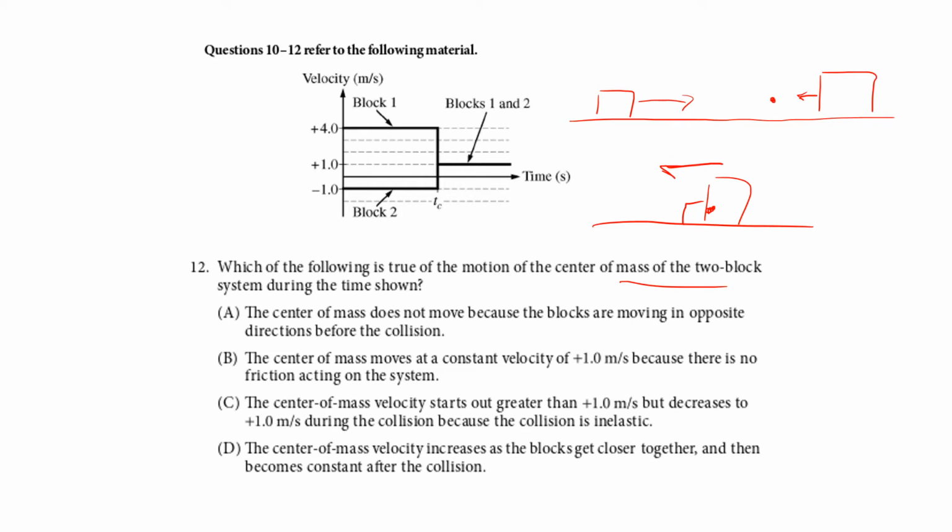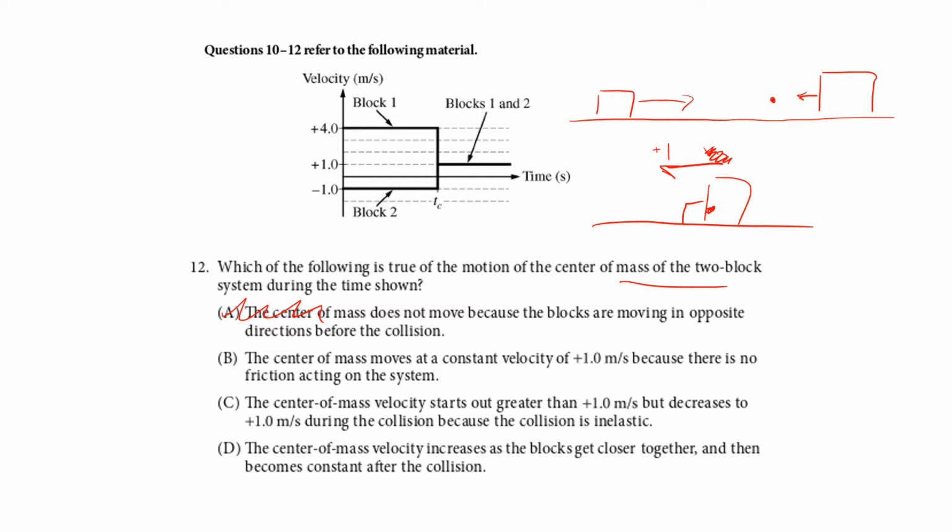And this is moving at a constant speed. We'll call it V3. Oh, wait, we know what it is. It's going to be +1 meters per second. All right. Well, does the center of mass not move because the blocks are moving in opposite directions? No, of course not. That's not true. We know that it's moving afterwards anyway. Does the center of mass move at a constant velocity of 1 because there's no friction? Yeah, but we'll come back to that.